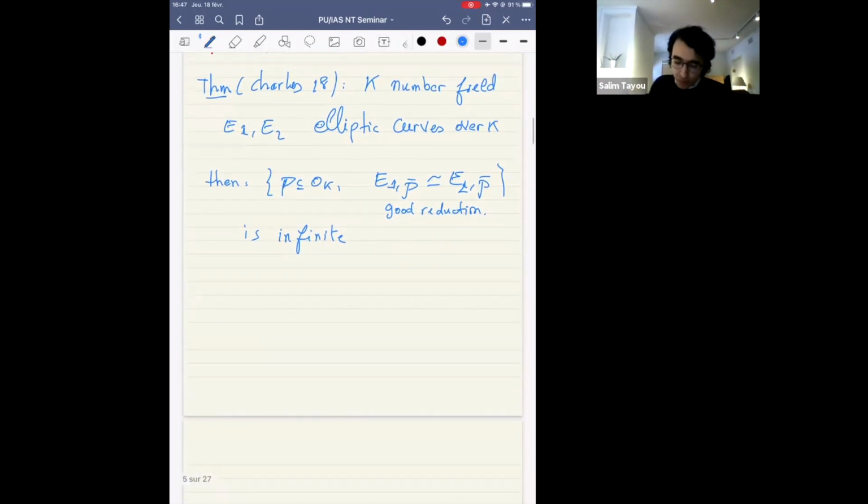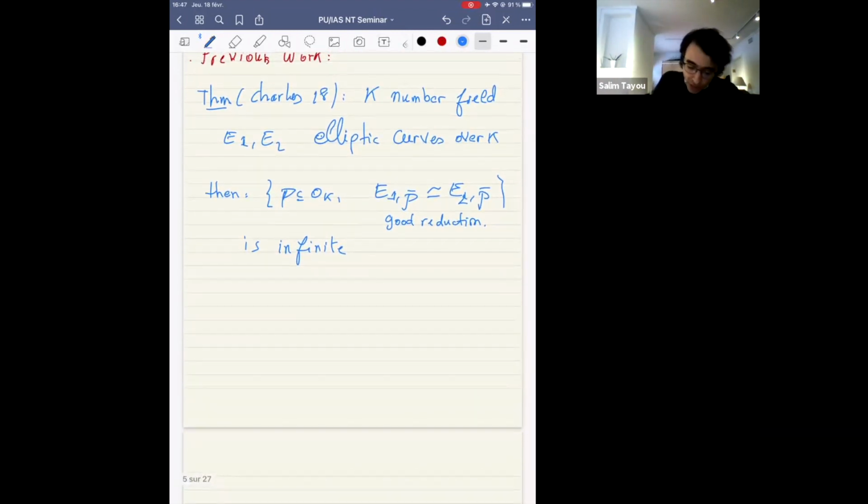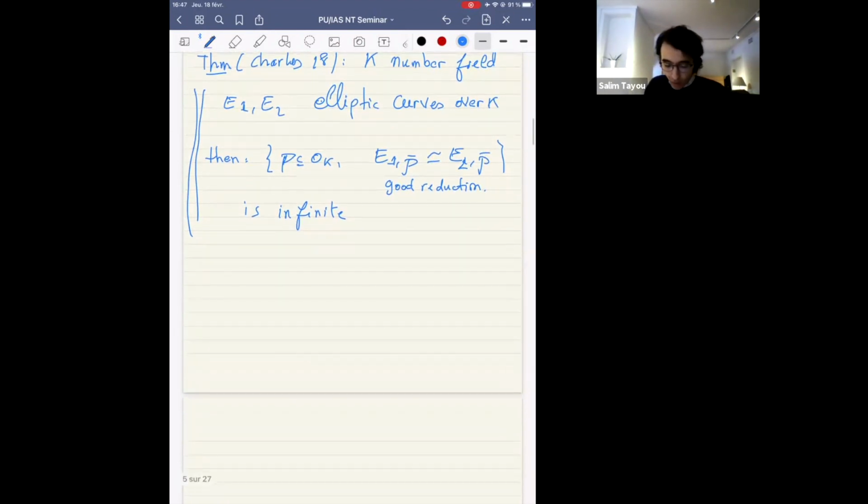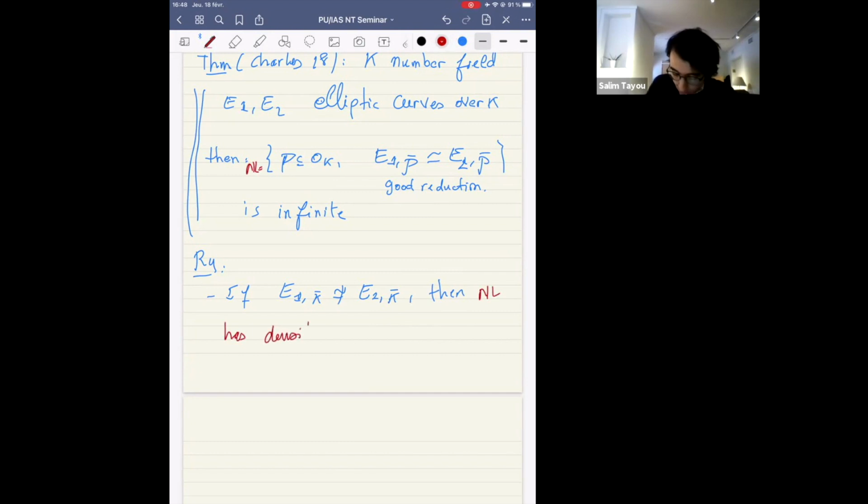So here, of course, and also here, there's no assumption on the bad reduction. He gets the theorem for any elliptic curves. We hope also that in our main theorem, we could remove this everywhere good reduction hypothesis. One further remark is if E1 and E2 are not isogenous over K bar, so not geometrically isogenous, then let me call this set L, and L has density 0. But still it's an infinite set.